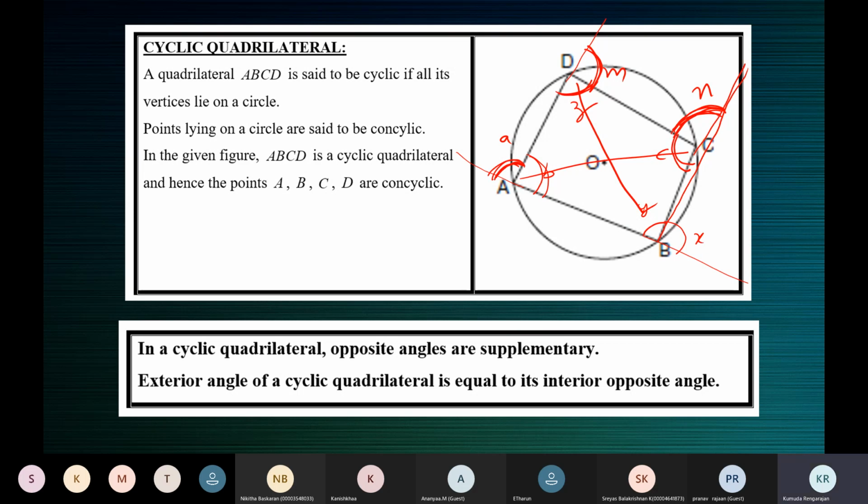So we have seen two properties related to a cyclic quadrilateral. In a cyclic quadrilateral, opposite angles are supplementary. Also, in a cyclic quadrilateral, the exterior angle is equal to its interior opposite angle.